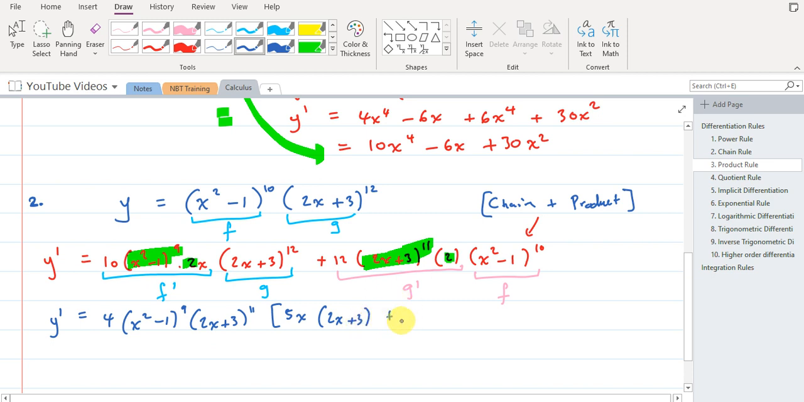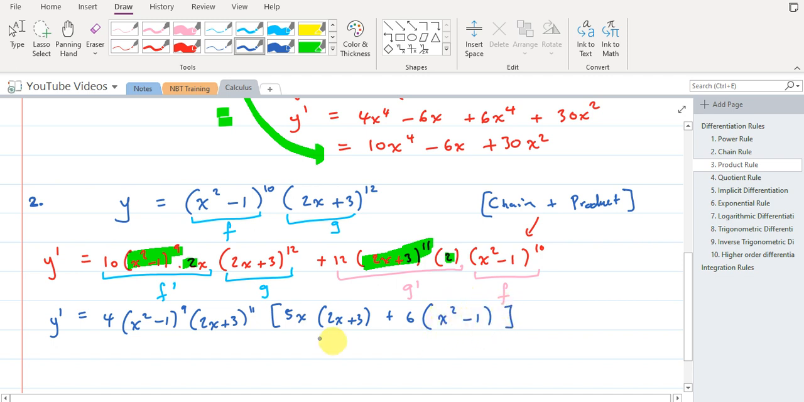Plus, now we got 12 times 2, which is 24, and we are dividing it by 4. We should get 6. Yes, 6. Then 2x plus 3 to the power 11 and 2x plus 3 to the power 11 cancel out, and we're just left with x squared minus 1 to the power 10 divided by x squared minus 1 to the power 9. So basically we're taking this entire term here and putting it over this term, dividing by this term. So that's how we're getting these answers here. So you're getting x squared minus 1, yes.